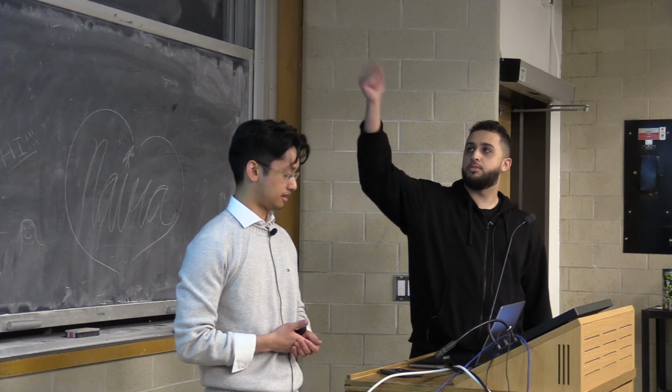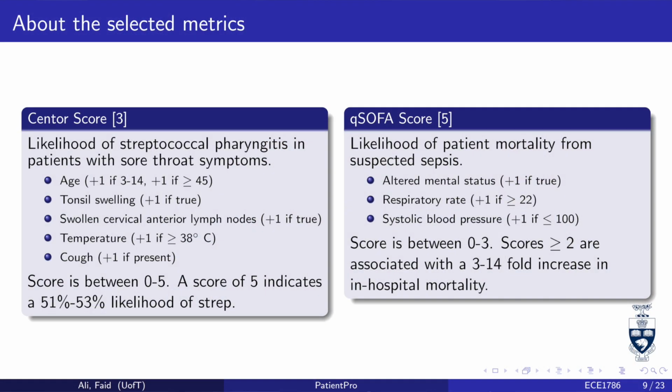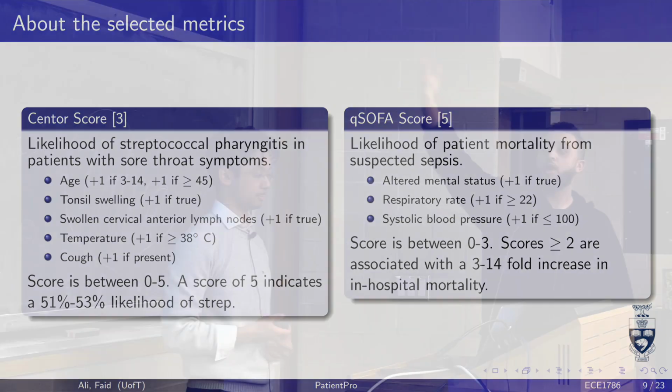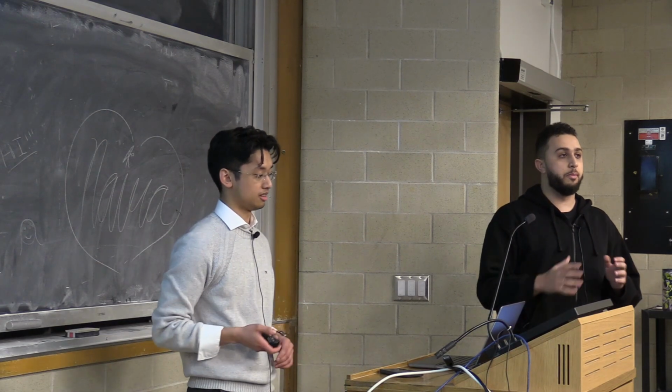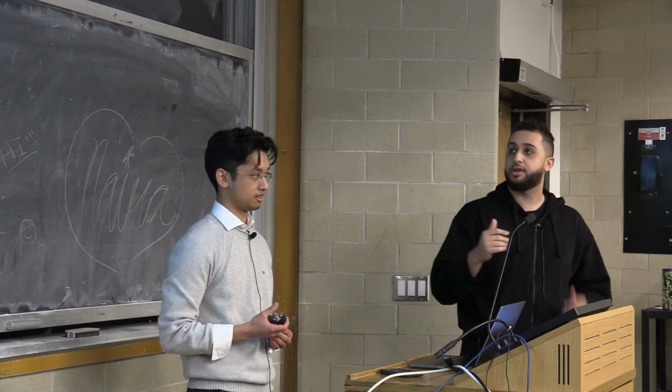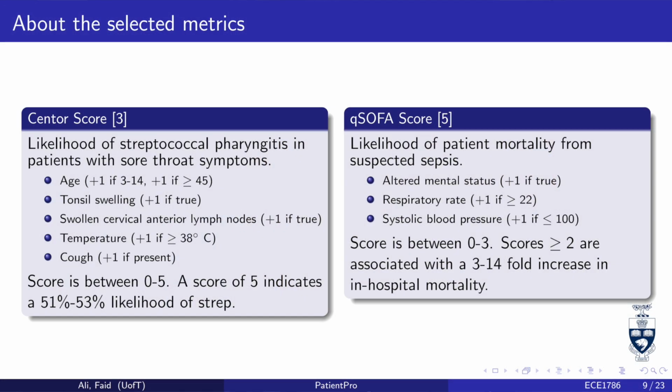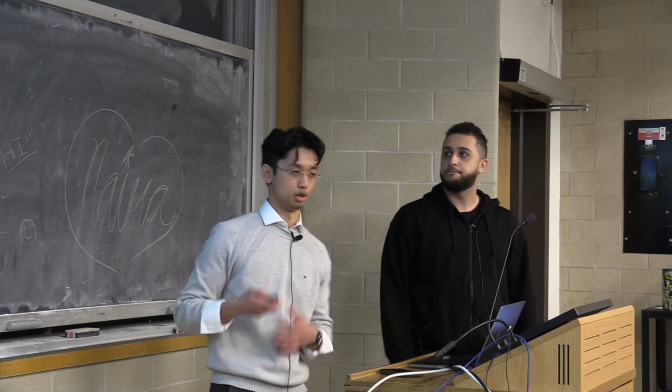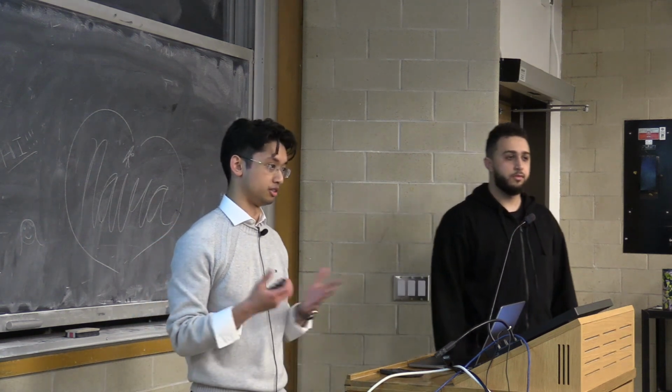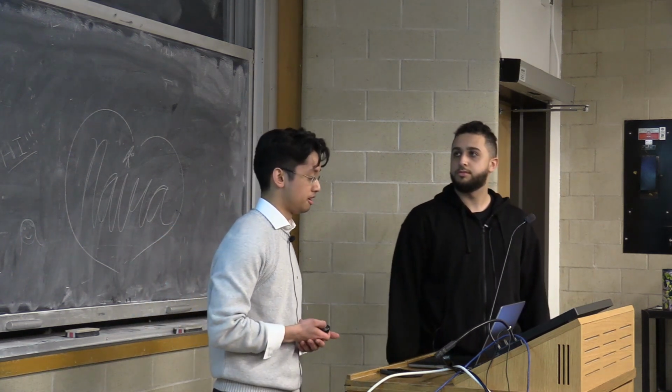These are the labels for our test set for our second metric, which is the qSOFA metric. About the metrics, which we've referenced a couple of times, for our first phase with the synthetic data, we used the Centor score, which is the likelihood of strep in patients that have sore throat symptoms. It looks at a few data points that are mentioned over there. Once we got the real data from the MIMIC data set, which was ICU specific, we looked at the qSOFA score, which is the likelihood of patient mortality when you suspect that they have sepsis, and it looks at these three data points. We chose another metric because we wanted to generalize and show that it could work for more than one.